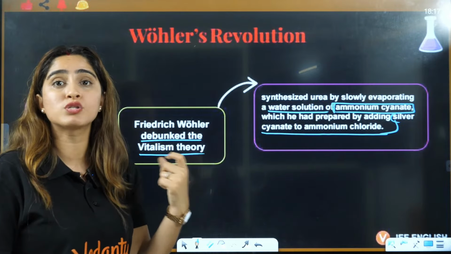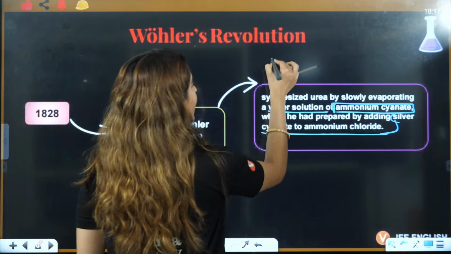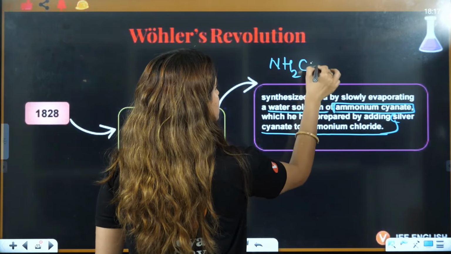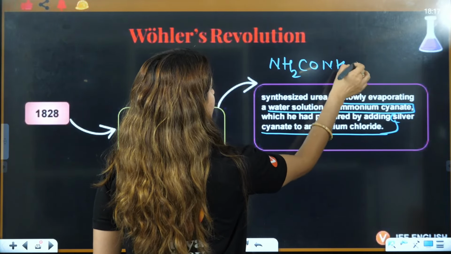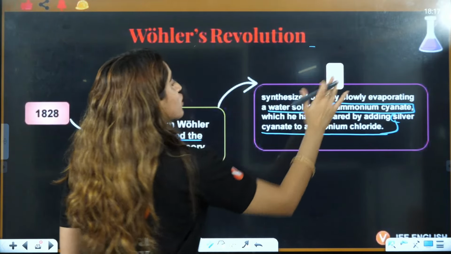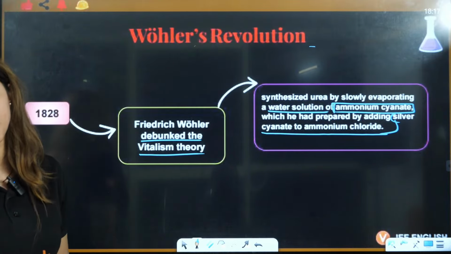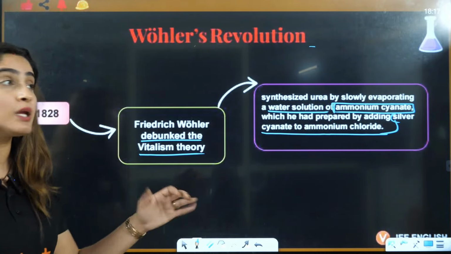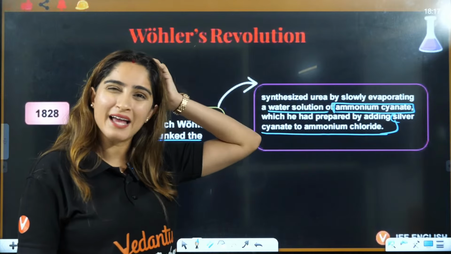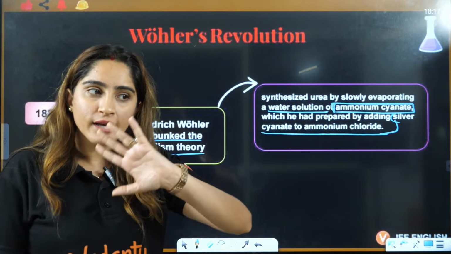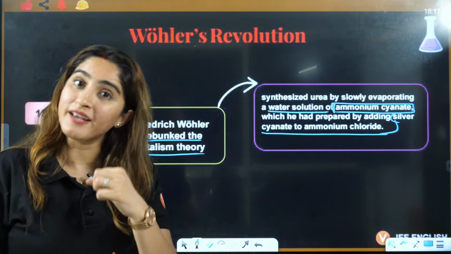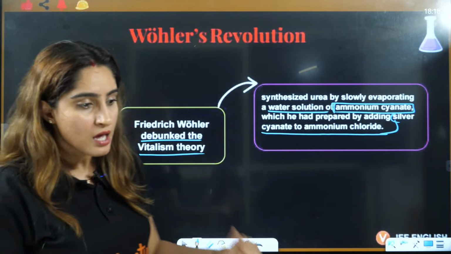Urea is NH2CONH2. Okay, that is your urea. So urea he synthesized in this way. That was a very, very big deal at that point, that organic compounds are not only found in living things. They can be synthesized in the lab.